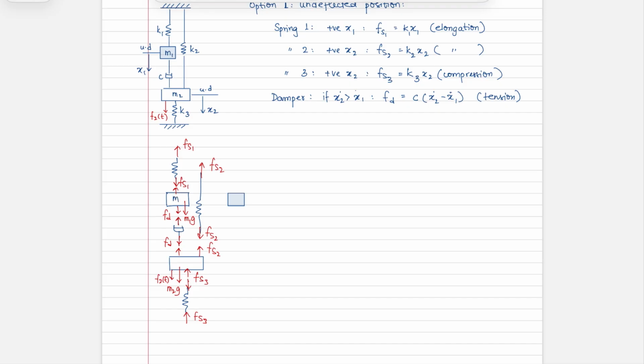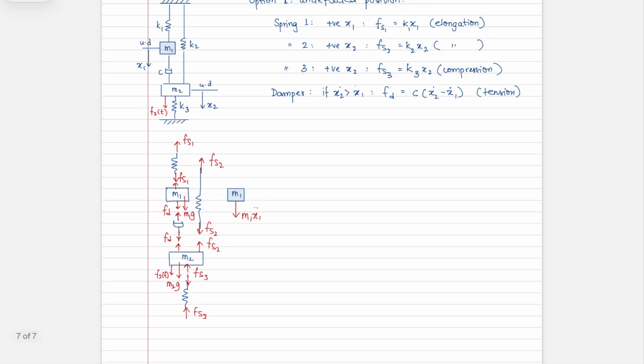So this here has inertial force in the same direction as x1, so you have m1 x1 double dot, and then you have m2 coming in with m2 x2 double dot.